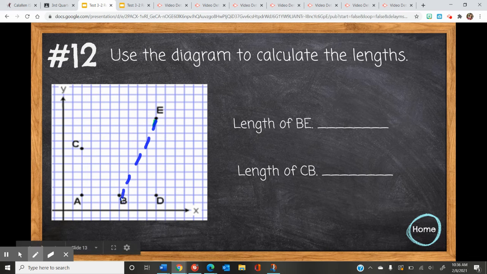Now, whenever you're doing this, do not get confused and try and find the slope. It's not asking for that. It's asking for the length of this line right here. Now, to get that, I need to go ahead and form a right triangle.